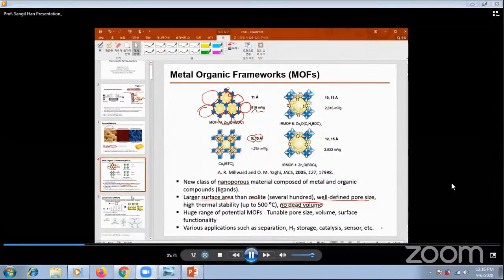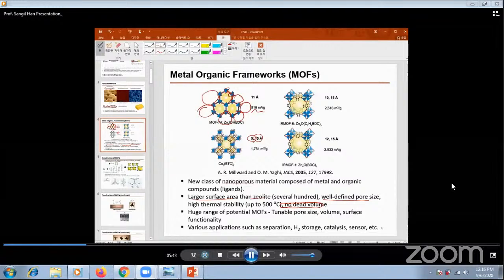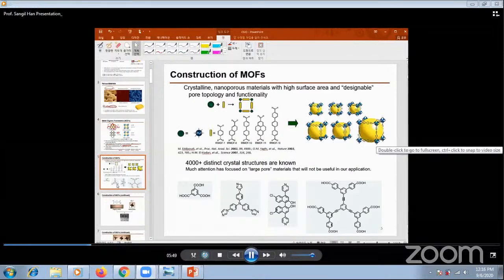Due to these advantages of MOF, it has been used in a lot of different applications: separation, hydrogen storage, catalysis, sensors, and electronic materials.